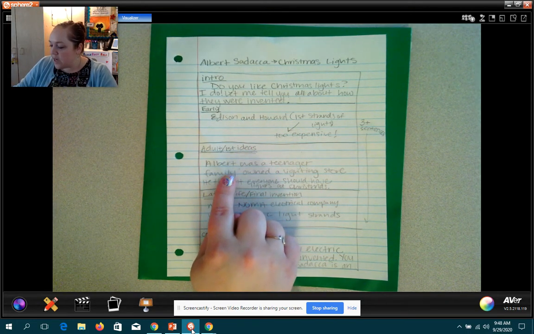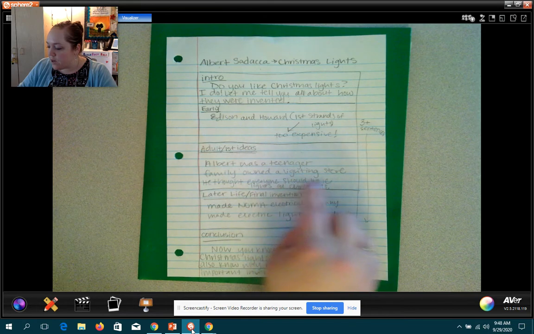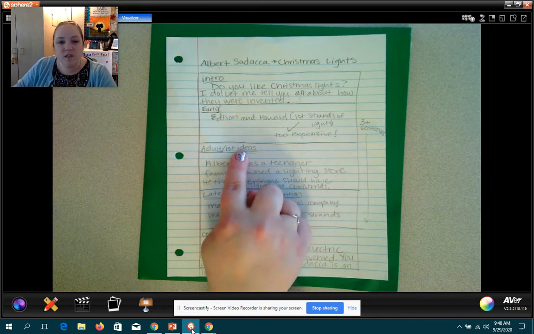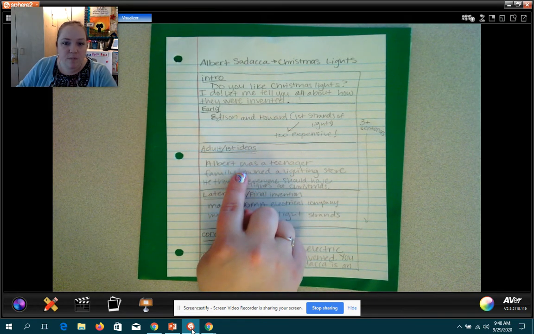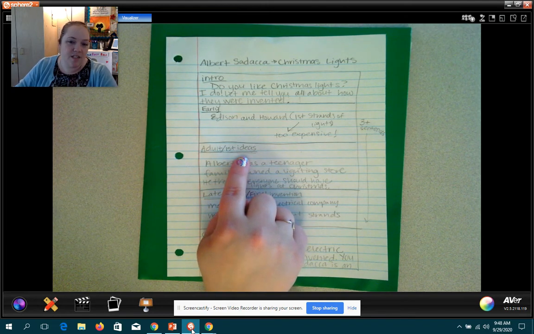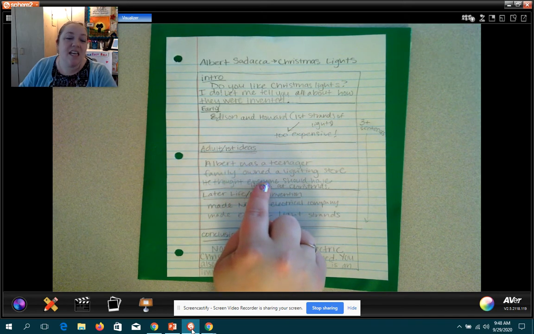And then this right here in this second paragraph, this is when he was an adult, or the first ideas that they had. So for me, it didn't really talk about him as an adult. He was a teenager, but it did talk about his first ideas of when he was thinking about the Christmas lights and what they could use.